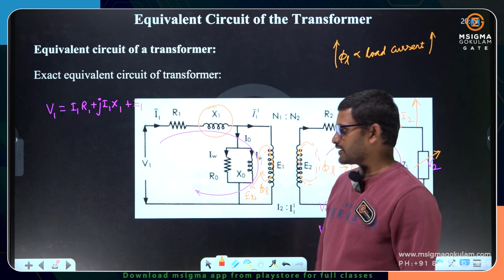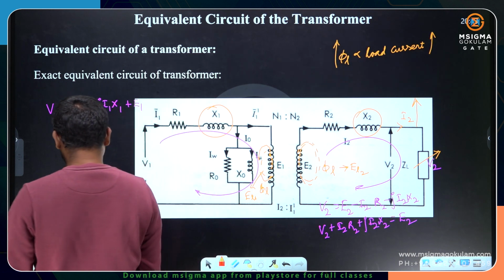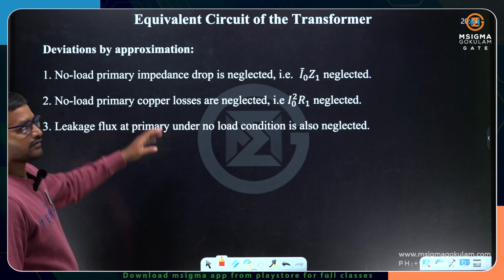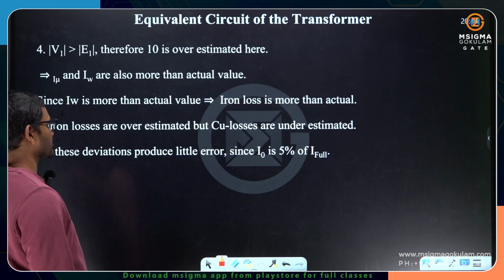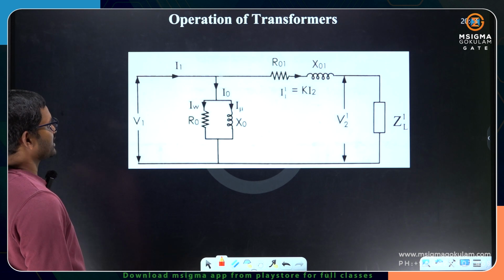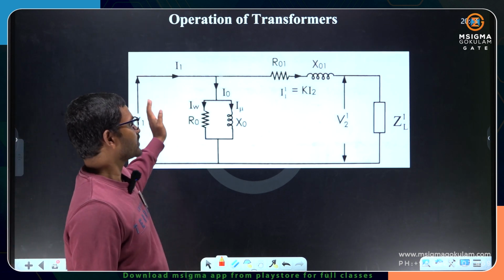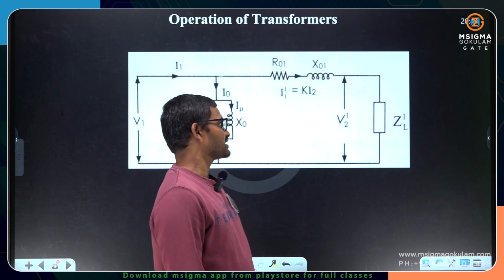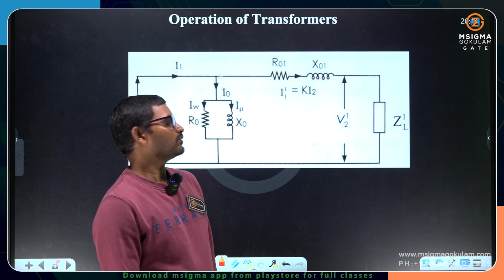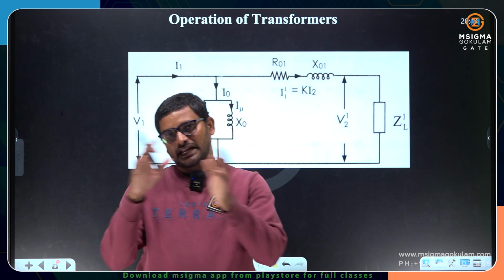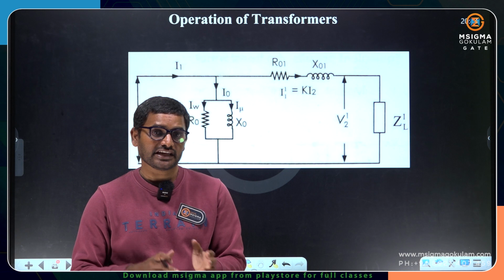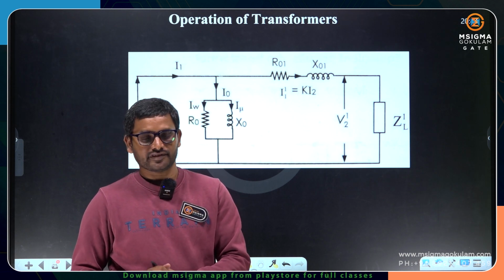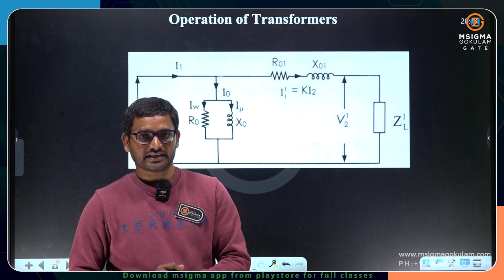So loop equations can be done by transferring those secondary parameters to the primary side and primary parameters to the secondary side. If you transfer secondary parameters to the primary side, this is how you will get it. We will solve it in the next session probably. Okay. So why we need to transfer the secondary parameters to the primary side or primary parameters to the secondary side, we will see step by step in the next session. Okay.